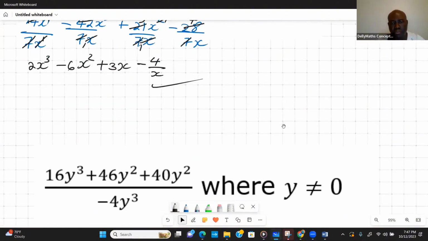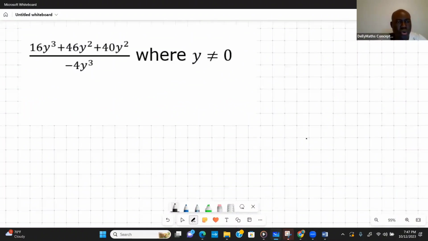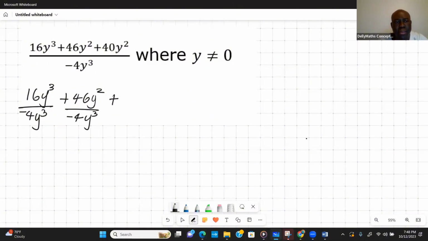Let's take a look at another problem. All right, so we're dealing with 16y to the third plus 46y to the second plus 40y to the fourth, all divided by negative 4y. Let's take a look. Now we're going to have that 16y to the third all over negative 4y. Then we're going to have 46y to the second all over negative 4y. And finally, positive 40y to the fourth all over negative 4y. All right, so that's what we have right there.